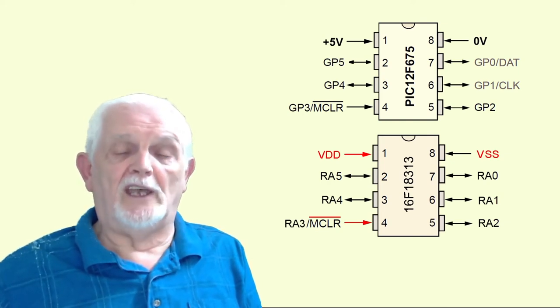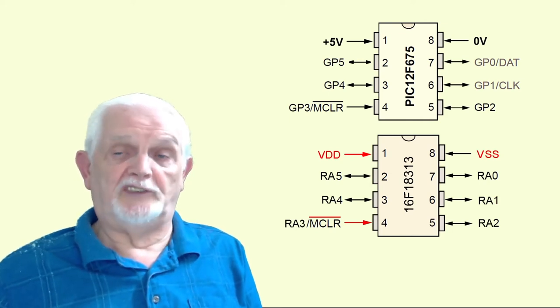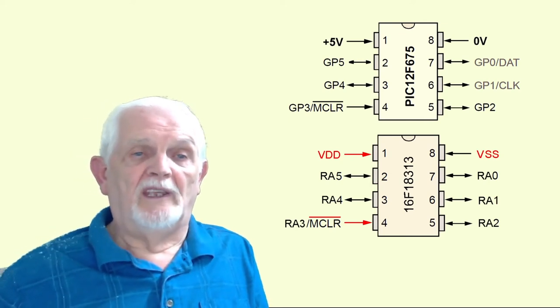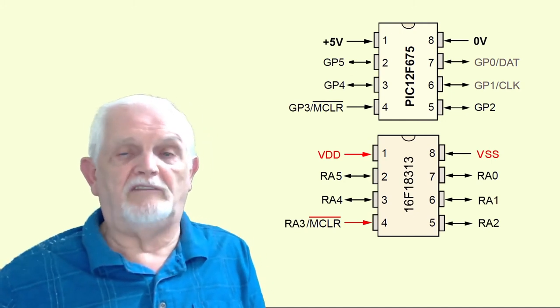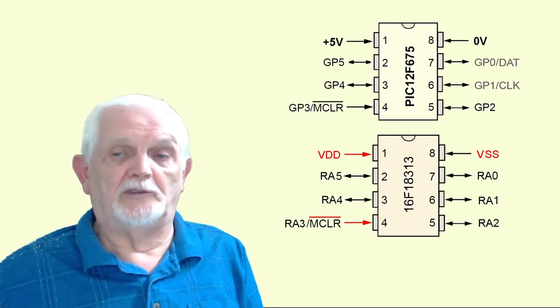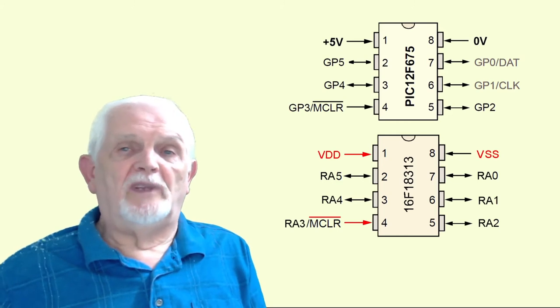So if you see a circuit diagram, it says take that pin to VSS. It means take it to 0 volts. If you see a circuit diagram, it says take this pin or this component to VDD. It means take it up to the 5 volts. So that's some of the hardware issues.